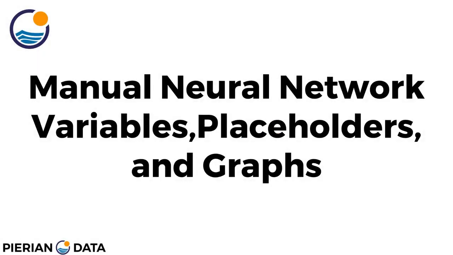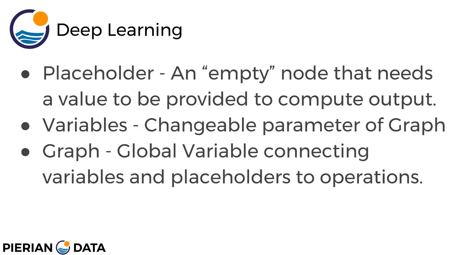Welcome back, everyone. In this lecture, we're going to be creating variables, placeholders, and graph classes for our manual neural network. So let's go ahead and discuss these, and then we'll hop over to the Jupyter Notebook. A placeholder is essentially going to be an empty node that needs a value to be provided to compute the output.